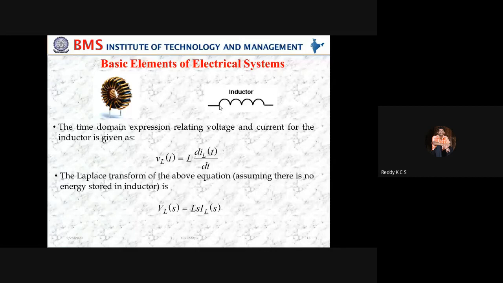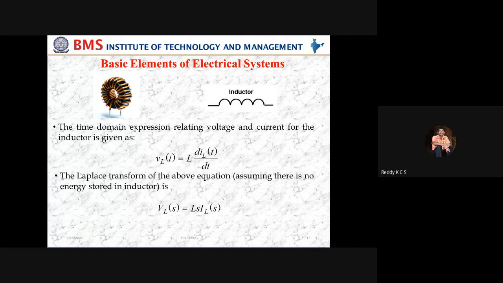So the representation of the inductor in electrical networks is shown like this, a kind of wave. The time domain expression for calculating the voltage across the inductor is given as v(t) = L di/dt. So this is the time domain equation for the voltage through the inductor.